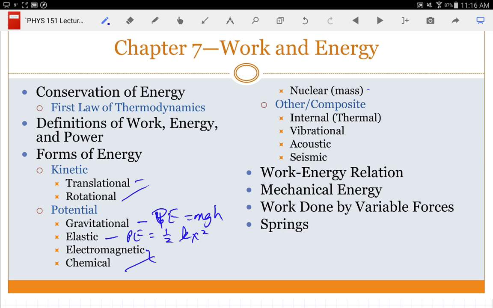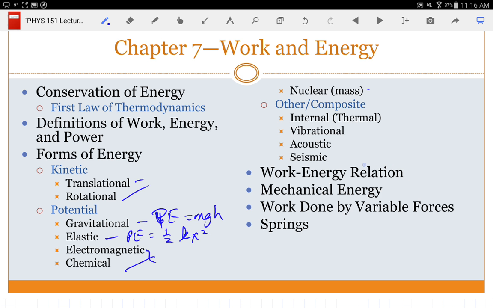Acoustic, that means sound. When I speak, there are particles that come out of my mouth. They have kinetic energy. They collide with other ones, and they pass on that energy. And so I have a wave of energy. That's an acoustic wave. It's acoustic energy. Of course, seismic is earthquake.